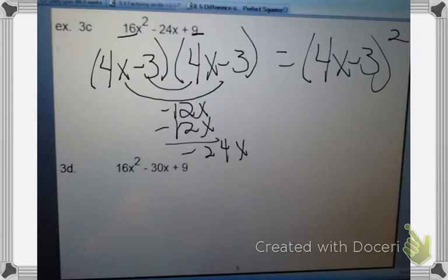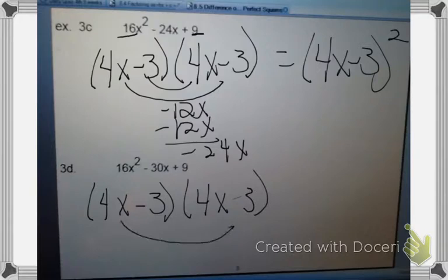Example D, I think it's a perfect square. 4x minus 3 times 4x minus 3. When I do a check, that's negative 12, and negative 12 is a negative 24. That is not my middle term. So I am going to have to do it the old AC method or guess and check method. I am going to list my factors of 9. 1 times 9. Obviously, the 3 and the 3 did not work, so I'm going to try the 1 and the 9.